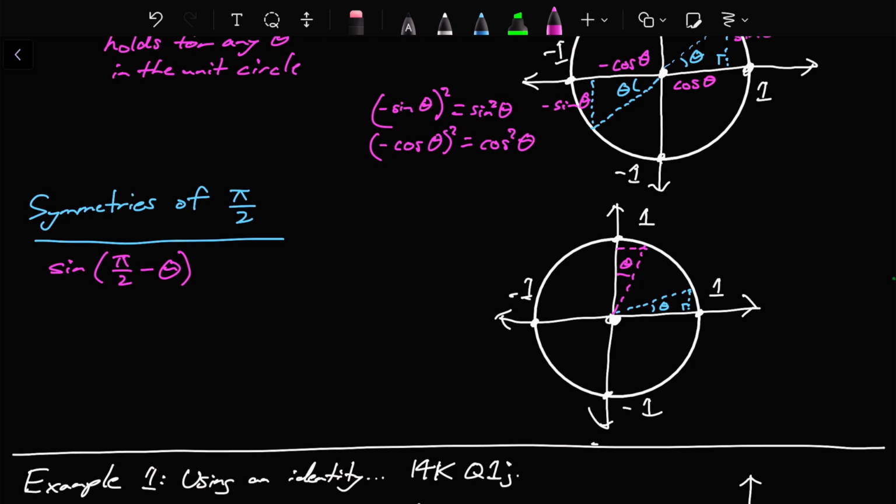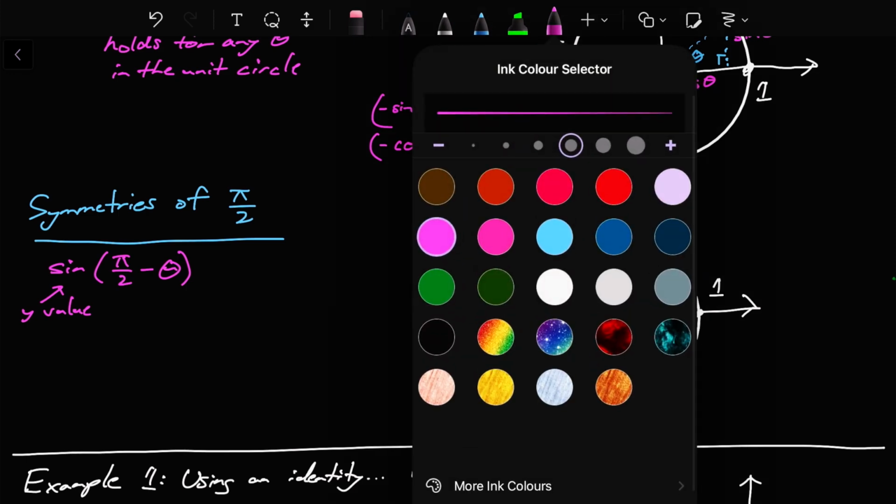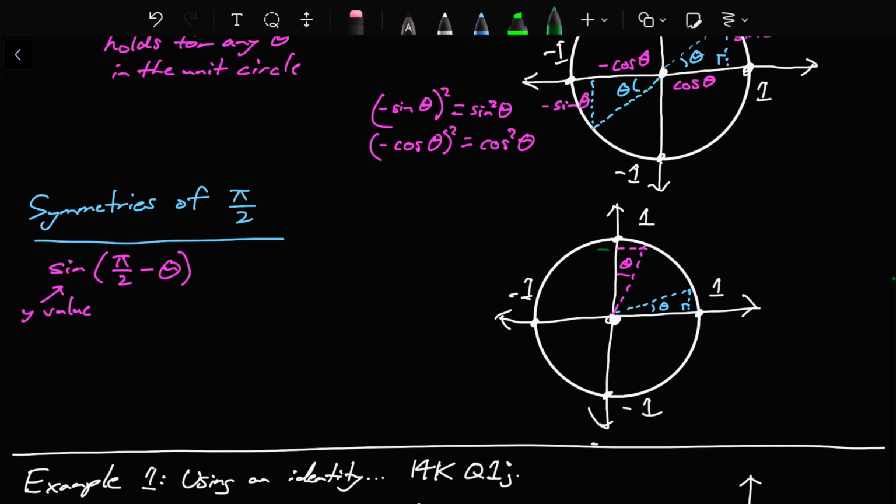Now the sine is measuring the y value, right? This is the y value, okay? And the y value is represented, and I'm going to draw these in the same color very deliberately, by this. That's that distance. That's sine of pi on 2 minus theta. Okay? But these two triangles are the same. They're the same because they have the same side lengths.